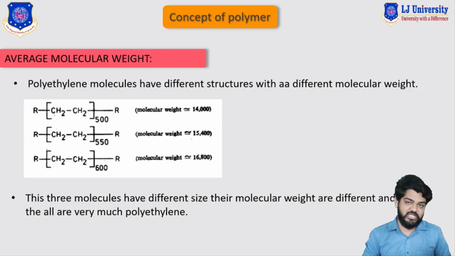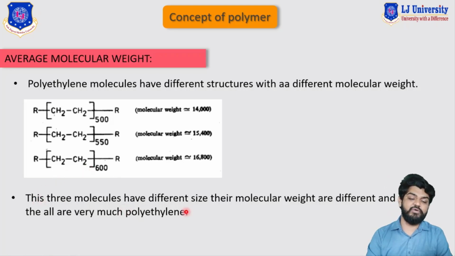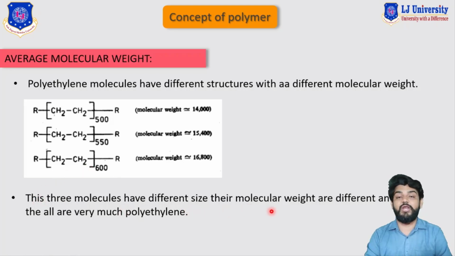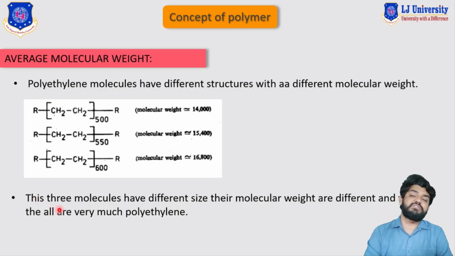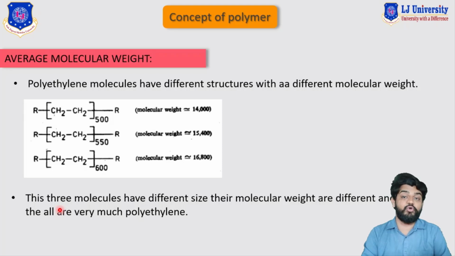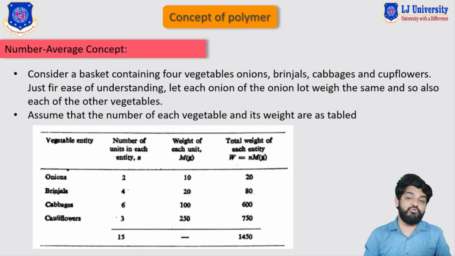This phenomenon will lead us to define the average molecular weight of any particular polymer product. As you can see here, these three molecules have different sizes and their molecular weights are also different. But yet, all of these three molecules are very much polyethylene only. So even though the product is the same, their molecular weights are very much different. And this leads us to the concept of average molecular weight.